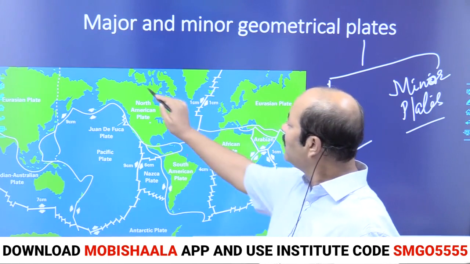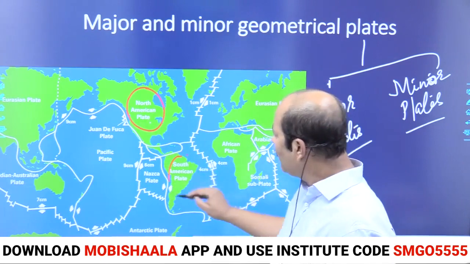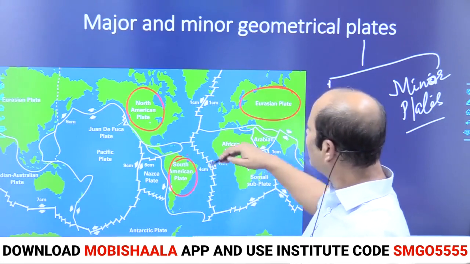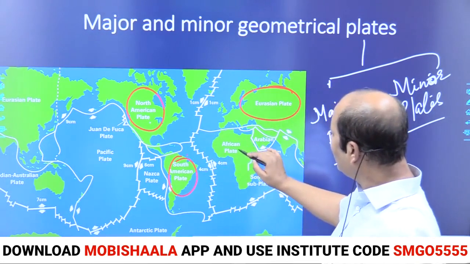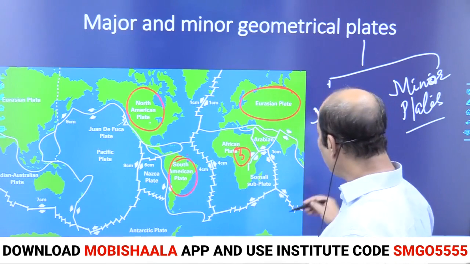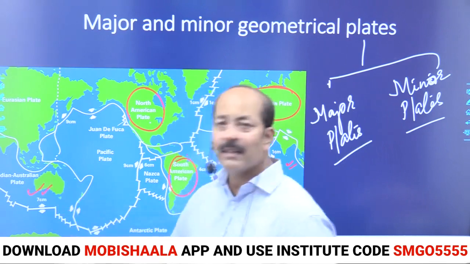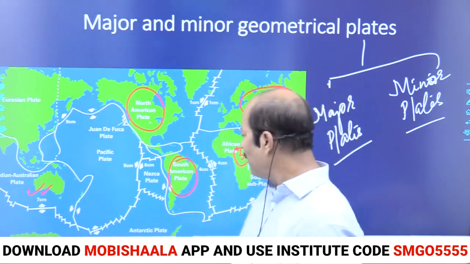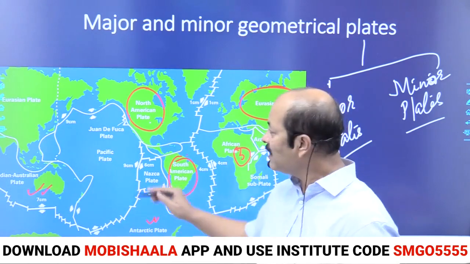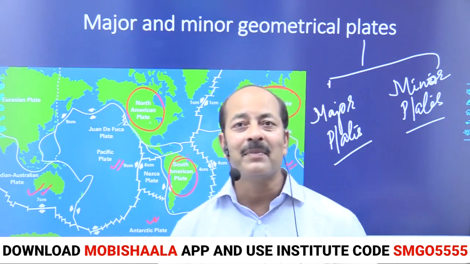So try to see. This one is North America, considered to be the single large plate. This one is South America, the second largest plate. Now you have Eurasia as the third largest plate. Then you have the African continental area along with oceanic bottom, considered the fourth major plate. Then you have the Indo-Australian plate here, India along with Australia. Then in the south you will find the Antarctica plate, and the largest plate you have is the Pacific plate. So these are considered the largest geometrical plates on the Earth's surface.